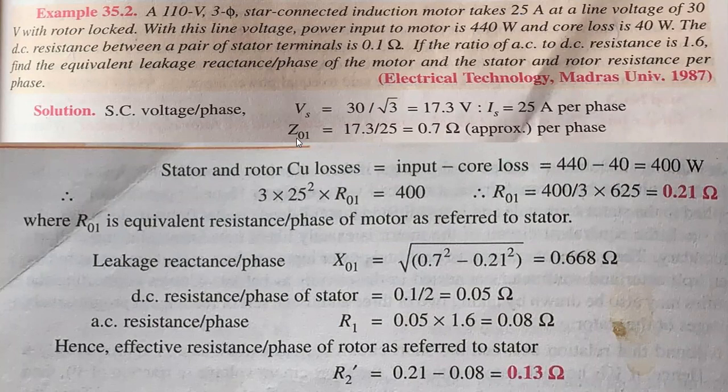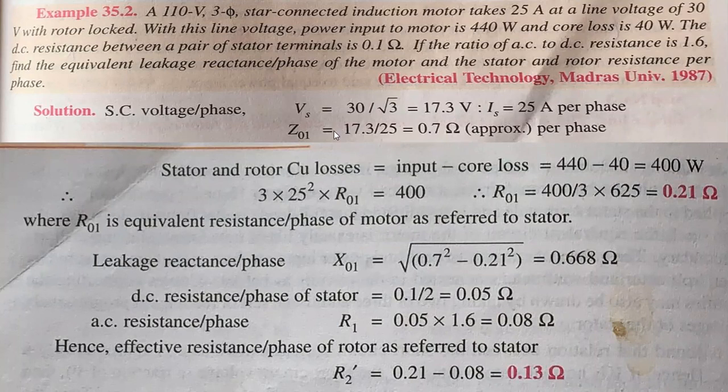From this, impedance Z is V by I, that is 17.3 by 25. All these voltage and current we have calculated are per phase only, so we will get the impedance also per phase. Impedance is 17.3 volts by 25 amperes, that is equal to 0.7 ohms per phase. For finding X01, we need Z and R. That's why we are finding the value of Z.